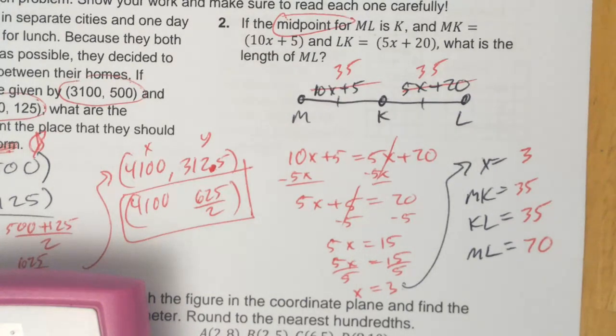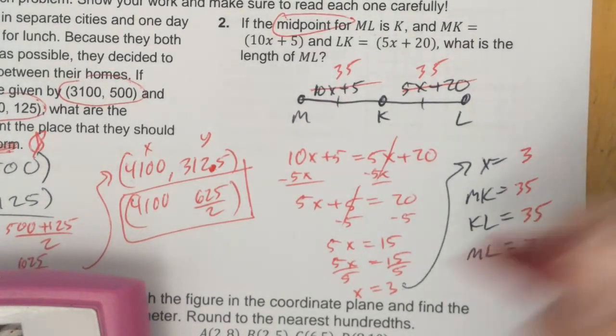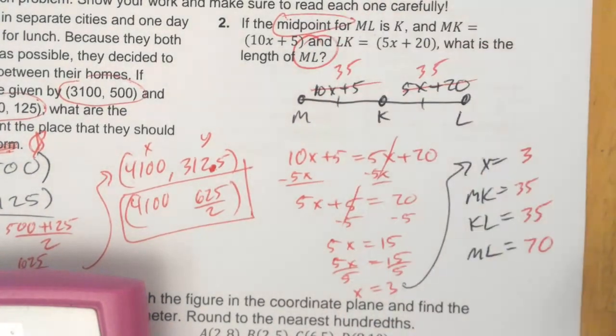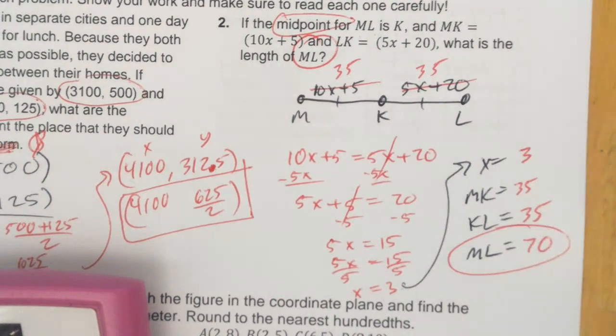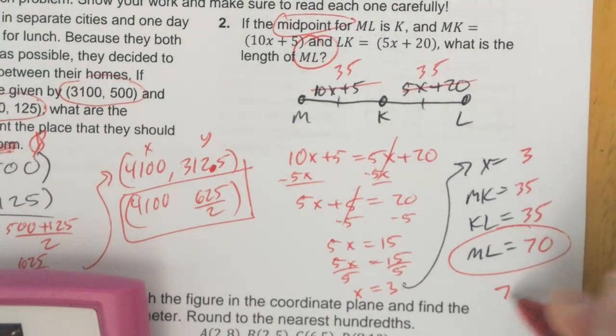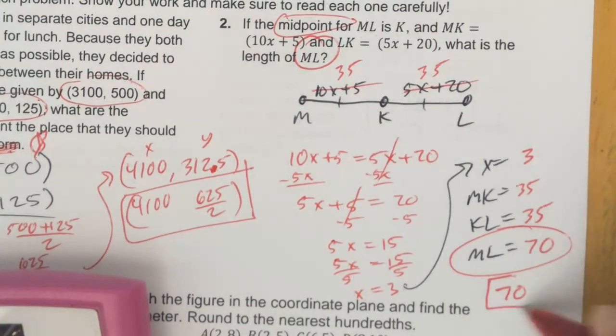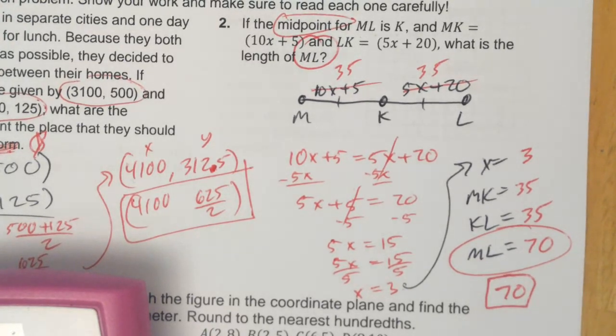Now, what did they specifically ask us for? These tricky buggers didn't ask us for x. They asked for M to L. And so our answer would be 70. And you would only type in 70. You wouldn't put 70 meters. You wouldn't put ML is equal to 70. It would only be 70. And that would be your final answer.